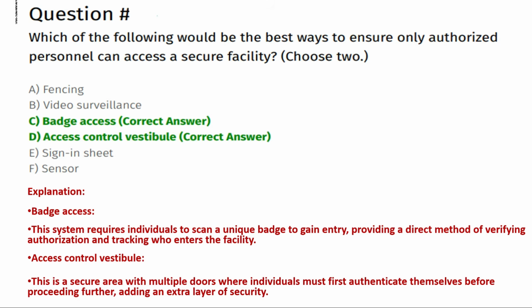And access control vestibule, this is a secure area with multiple doors where an individual must first authenticate themselves before proceeding further, adding an extra layer of security. So that's why the correct answer for this question is option C, badge access, and option D, access control vestibule. So let's move to the next question.